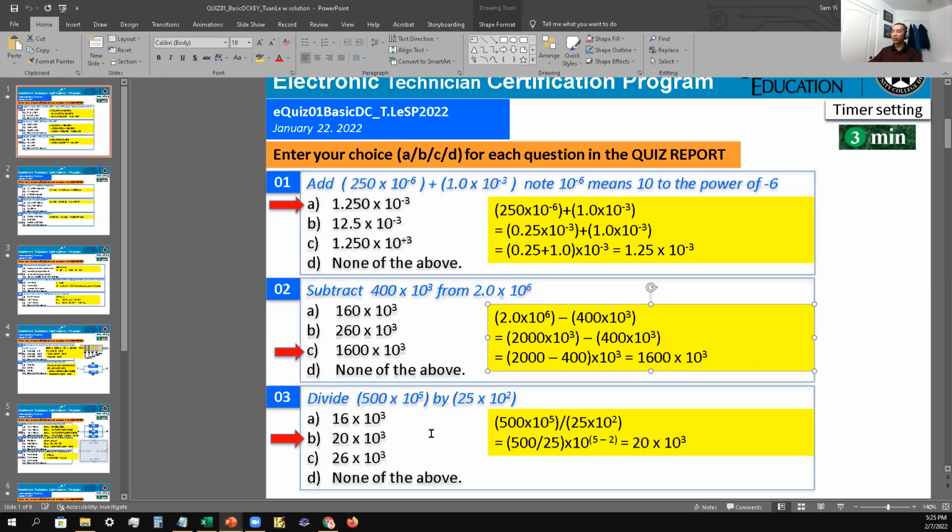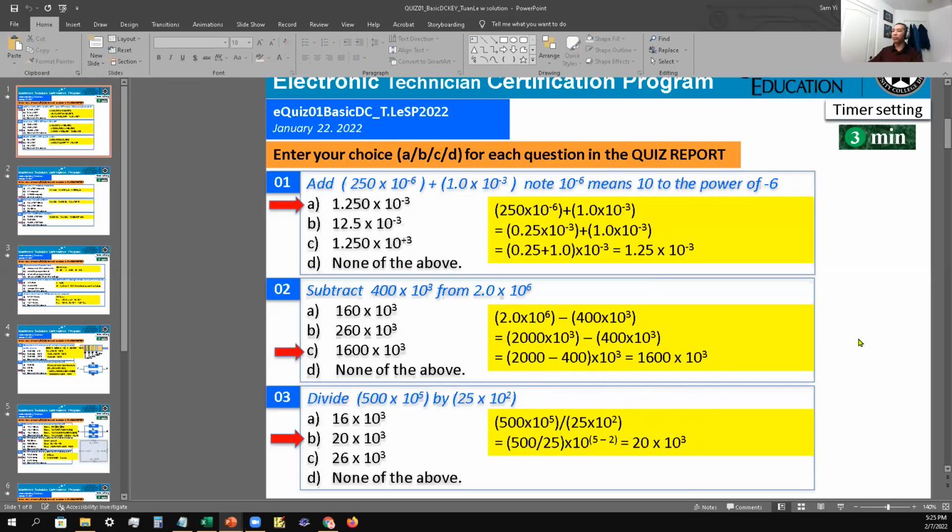Number three, divide 500 times 10 to the fifth by the quantity 25 times 10 to the two. You're doing the same thing. When you're dividing, you're going to be subtracting the exponents. So it's five minus the two here, and you get 500 divided by 25, which gives you 20, and then 10 raised to the quantity 5 minus 2, so that's 3, 10 to the third. So the answer is B as in Bob for number three.